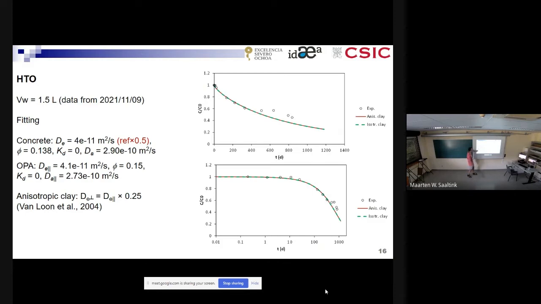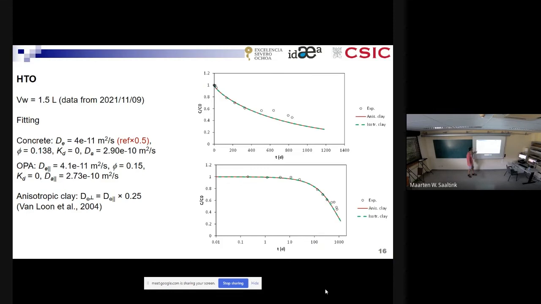But anyway, for the values I need to do this fit for the concrete, I have to reduce the diffusion coefficient. So in my central case before it was about 8 10 to the minus 11, I have to use 4 10 to the minus 11. So a bit smaller, so actually I move the model curve upwards. For Opalinus Clay, I didn't change the parameter.